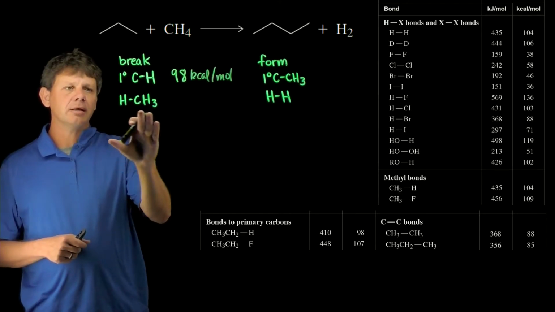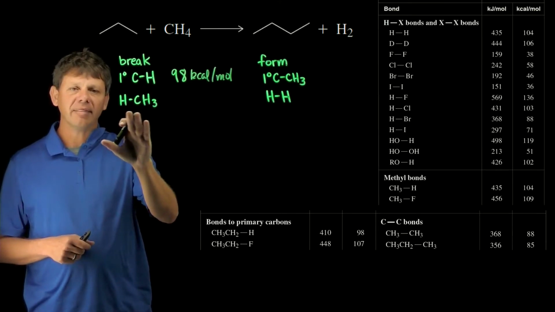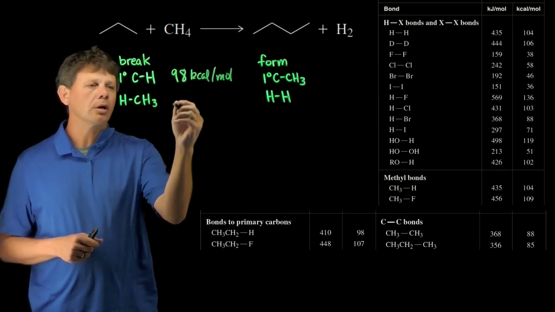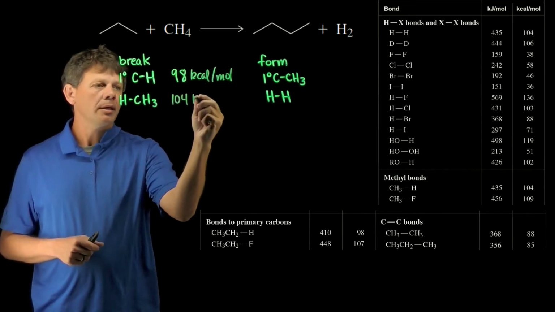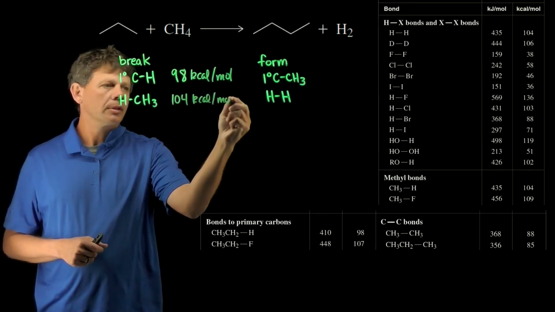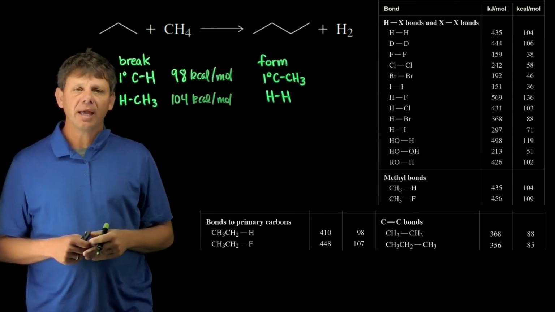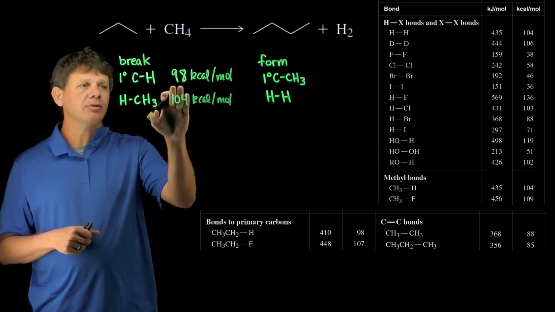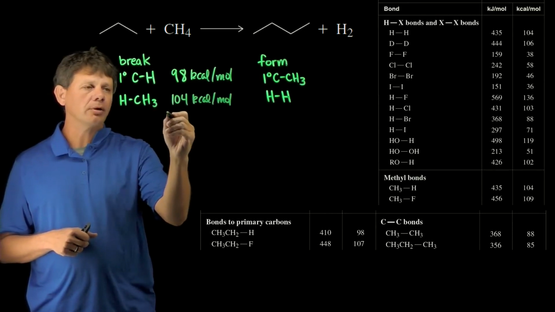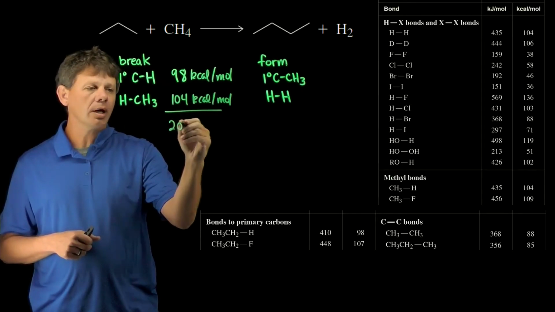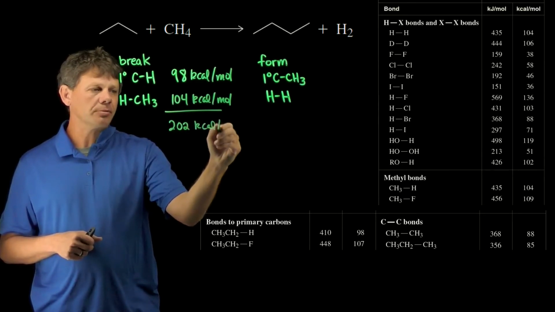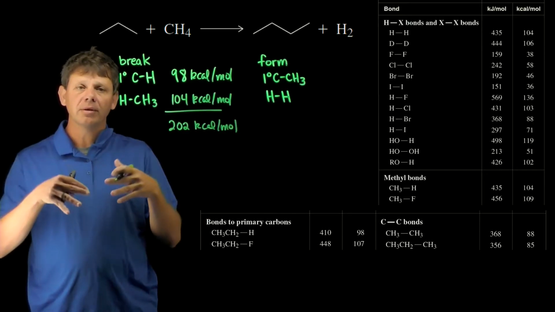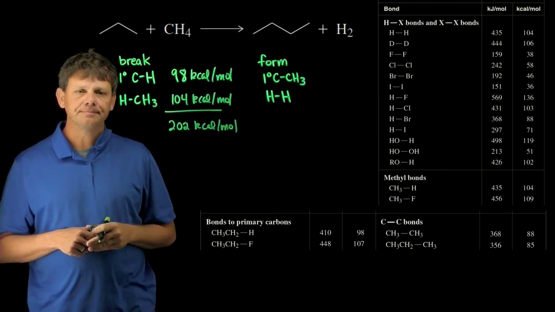The hydrogen methyl bond, that HC sigma bond, is going to be 104 kilocalories per mole. If we total those, to break bonds, we have to put energy into the system. We're going to have to put in a total of 98 plus 104, or a total of 202 kilocalories per mole. We have to put in 202 kilocalories per mole to break those two bonds.